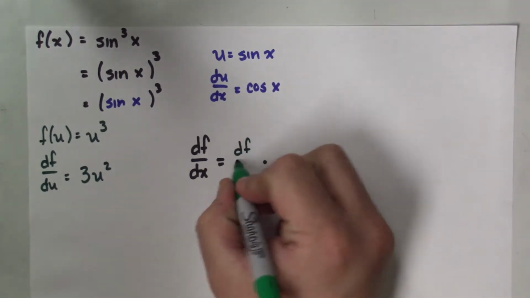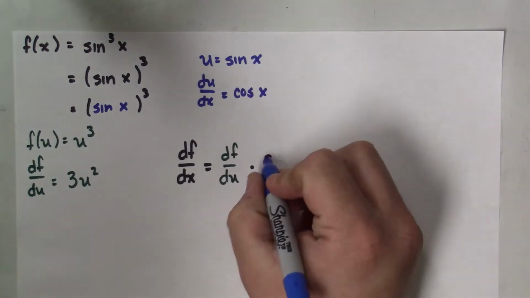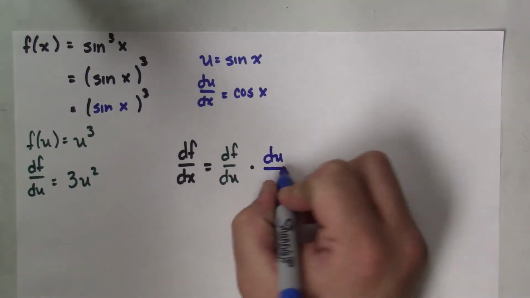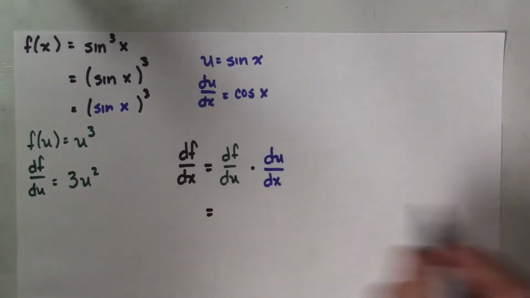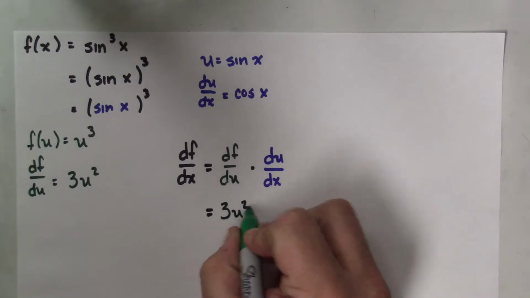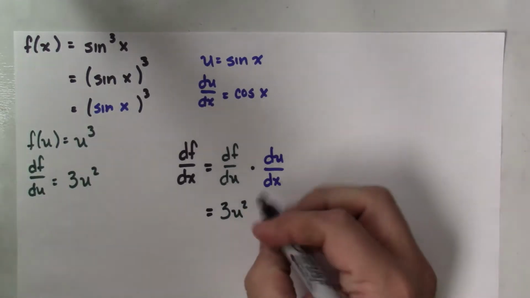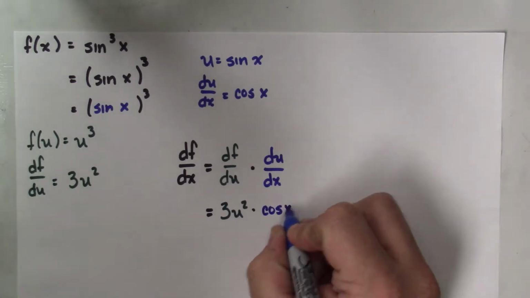is df du times du dx, which is 3u squared times cos x.